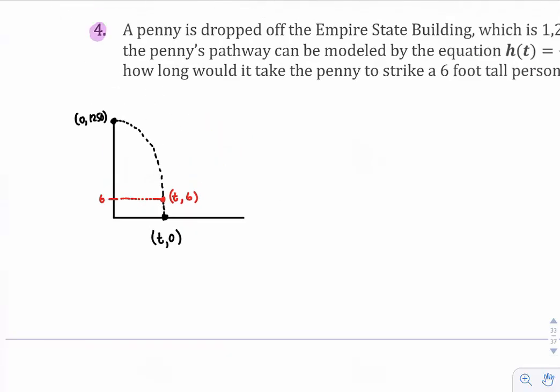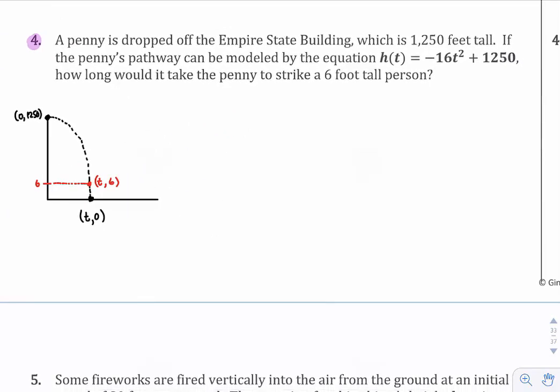Now you say, well, how would I do that? Well, if you don't know how to do that, look at your equation. This equation right here is equal to height. So instead of calling my height 0, I'm going to call it 6. So I'm going to go 6 equals -16 t squared plus 1,250. So you now have an equation.